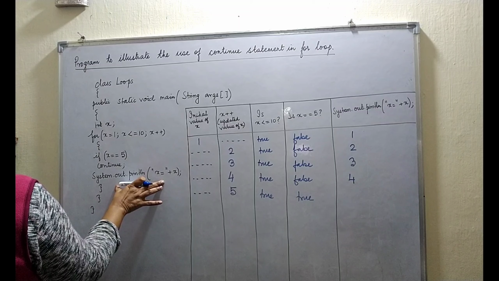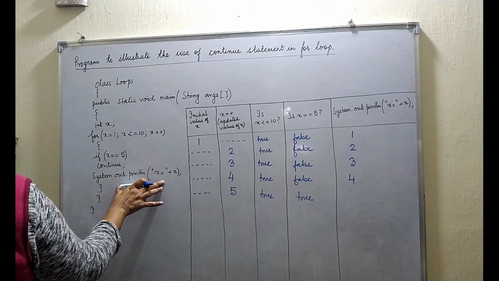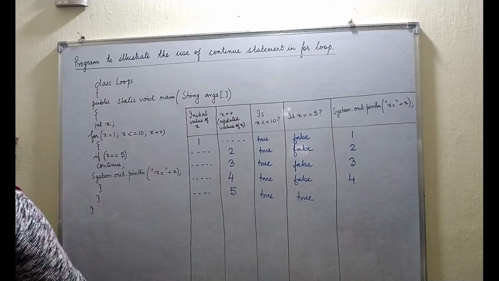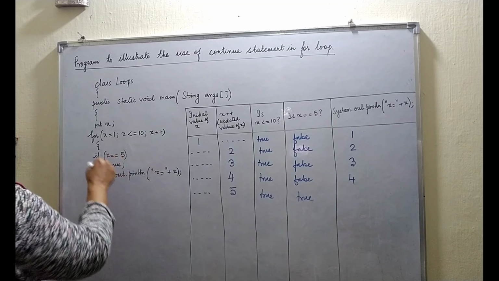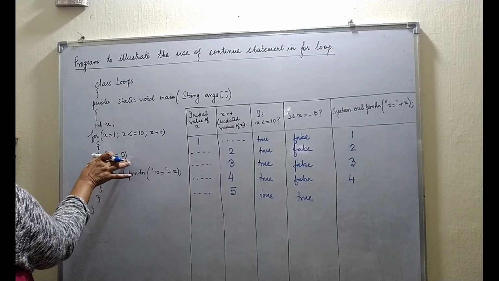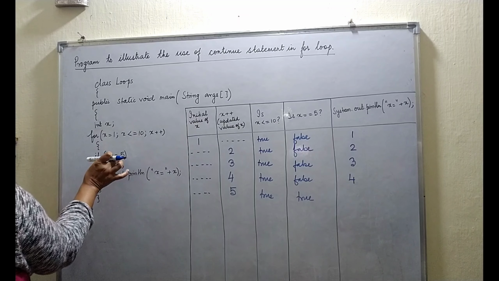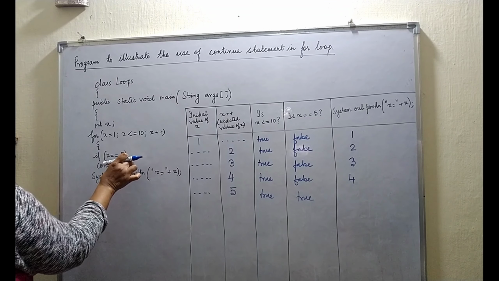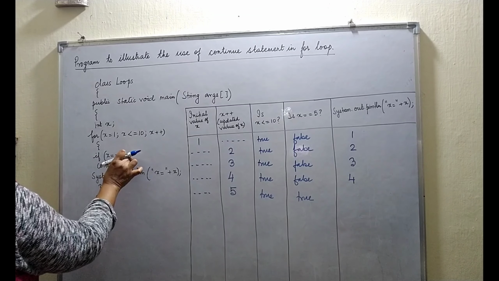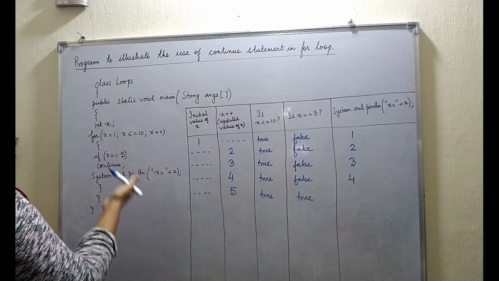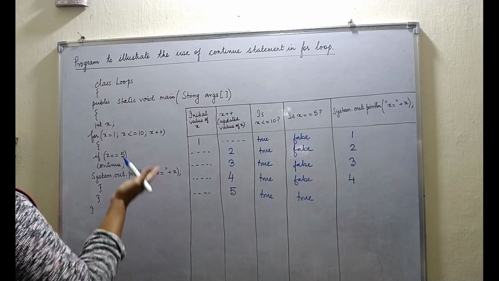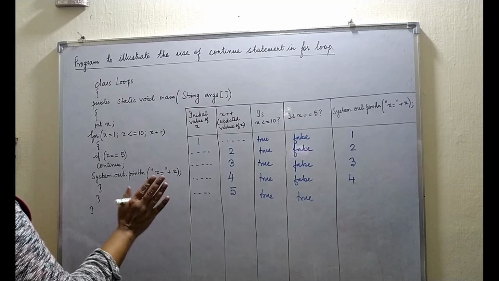Will the value of x here be printed? It will not be printed. Why? Because of this continue statement. So what happens here? When the value of x becomes 5, using this if statement, it will check whether the value of x is equal to 5 or not. And if the value of x is equal to 5, then the control will continue for the next iteration, thereby skipping the statements below it.